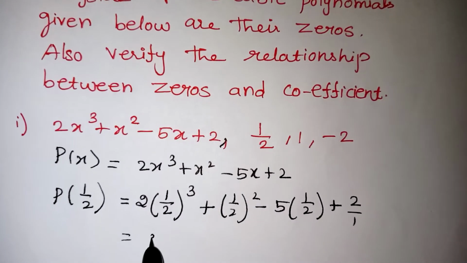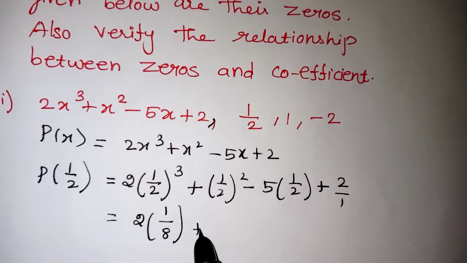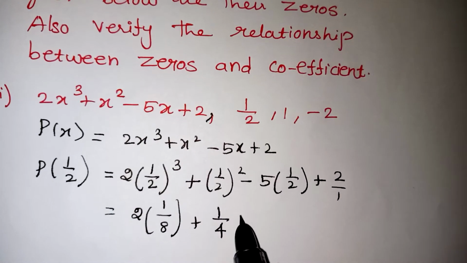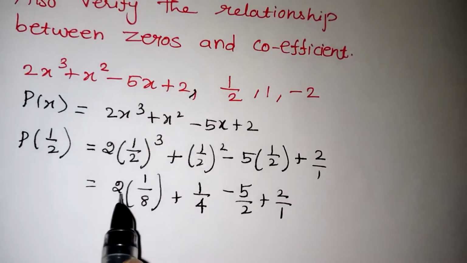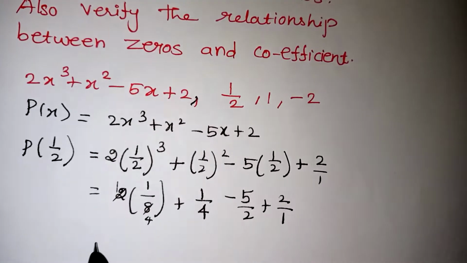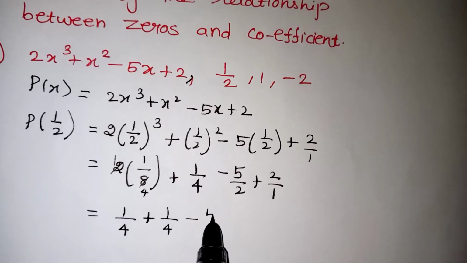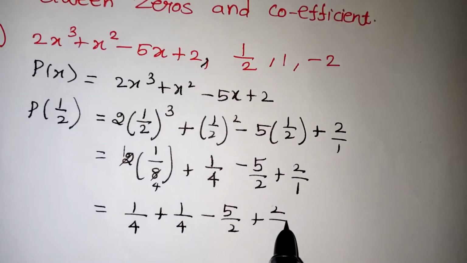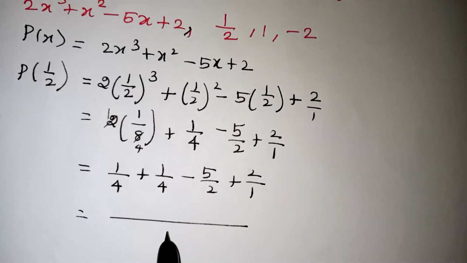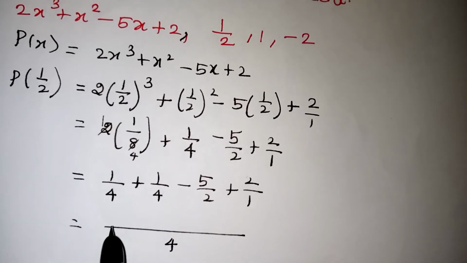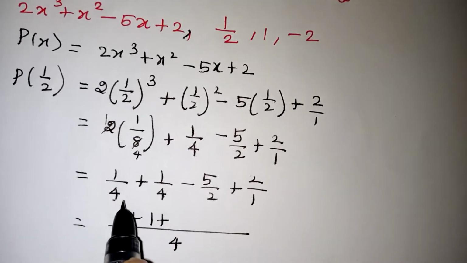So here 2 into 1 is 1, 2 cube will give you 8, plus squaring gives 1 by 4, minus 5 ones are 5, 5 by 2, plus 2 by 1. So here we can cancel. This is 1 by 4 plus 1 by 4 minus 5 by 2 plus 2 by 1. For the denominator I am going to take the LCM. So 4, 4, 2, 1. Definitely the LCM will be 4. So I can take this 1 and this 1 also, because 4 is already available, as it is.